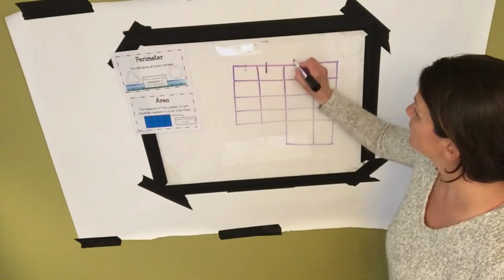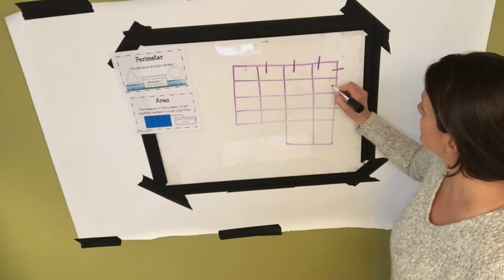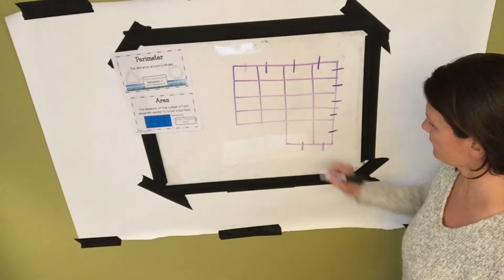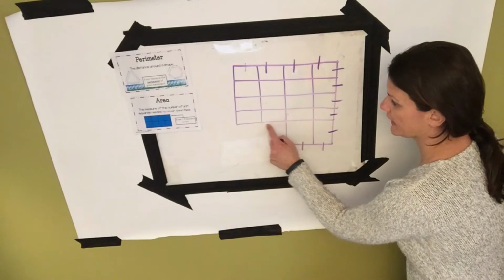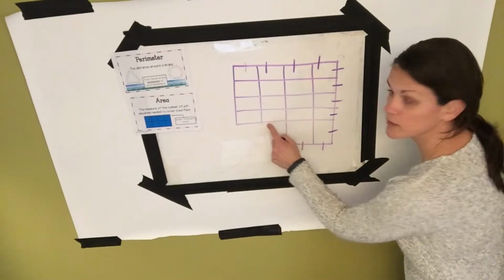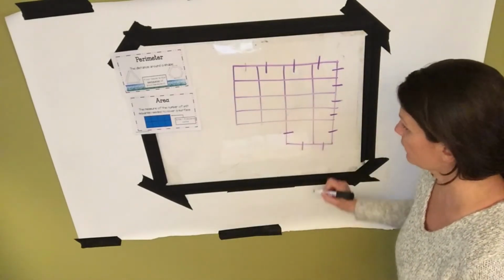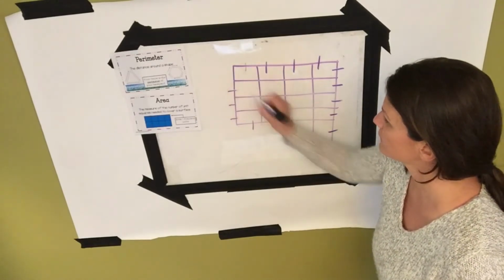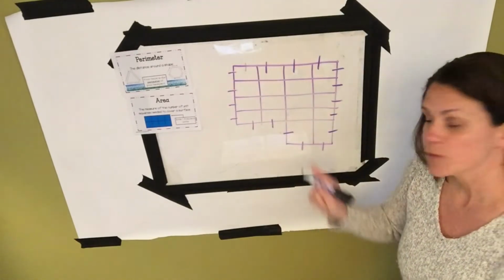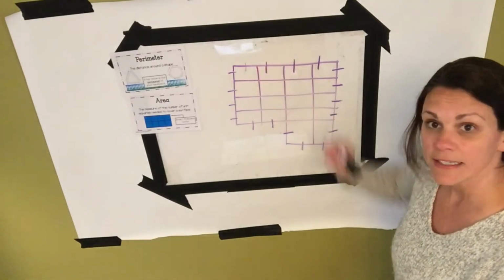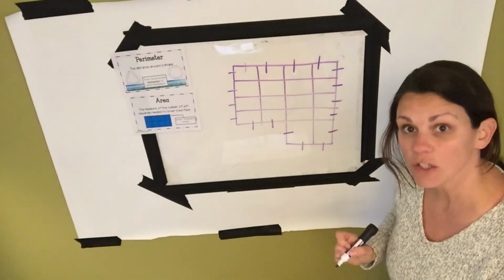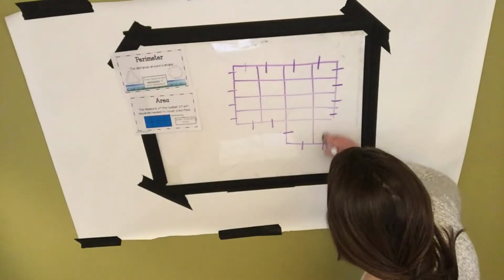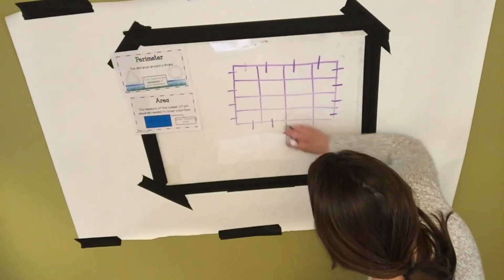1, 2, 3, 4, 5, 6, 7, 8, 9, 10, 11. Right here, we have to count both parts of this. 12 and 13, 14, 15, 16, 17, 18. So each little line of the box is counted. That's 18 units.